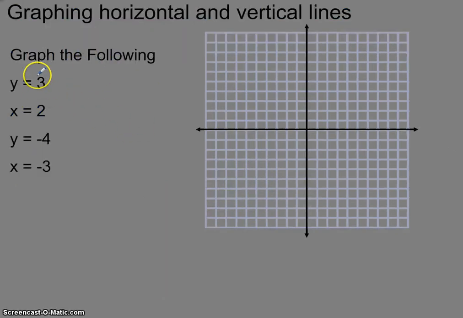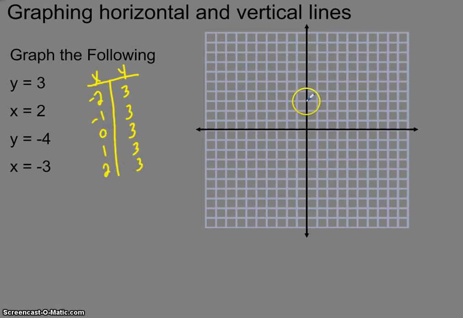Graph the following. Now these are different in that we don't have 2 variables in the equation, but they can still be graphed. If y equals 3, y always equals 3. So no matter what you choose for x, y equals 3. Well, how do I graph that?